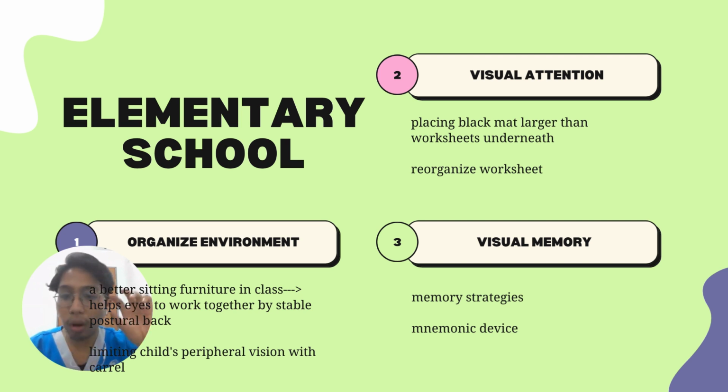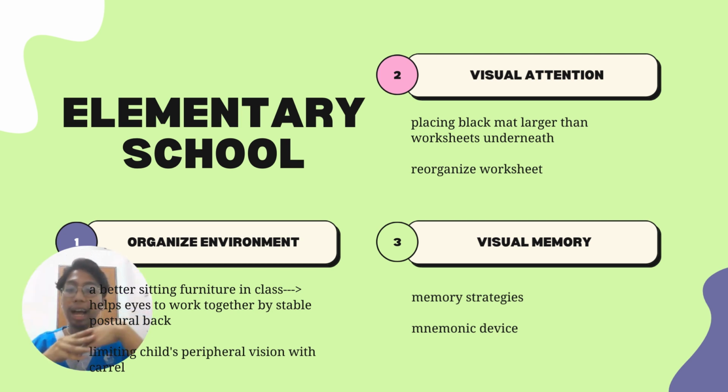So, when it comes to organized environment, the first thing that comes into your mind is the class, right? In the class, we need a proper height of chair for them to be able to see. Kalau terlalu tinggi apa jadi dan kalau terlalu rendah apa jadi. This is for their eyes to work together by stable posture. When they have better posture, they can have great attention and great focus and great visual perception.